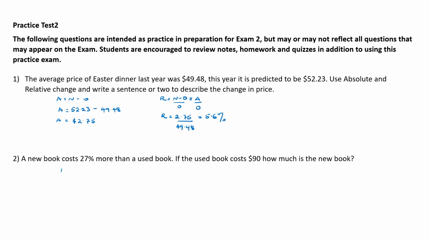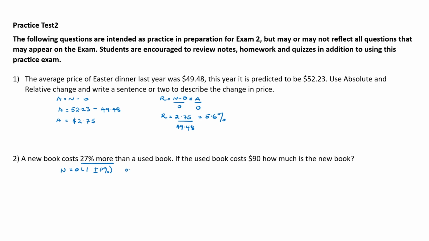Question 2. We know that new equals old times 1 plus or minus percent. So the percent can be an increase or a decrease. In this case, it tells us that the new book costs 27% more, and so there is a percent increase.